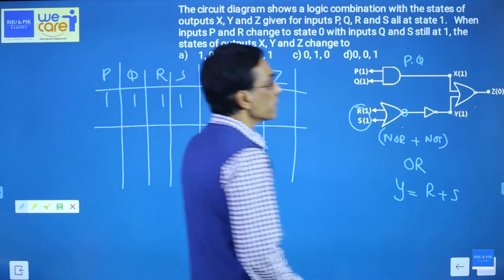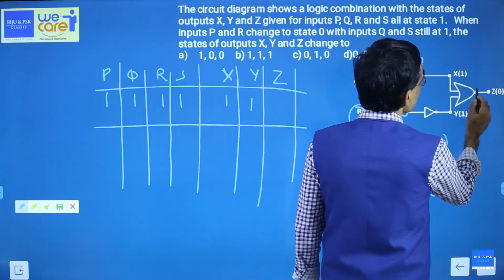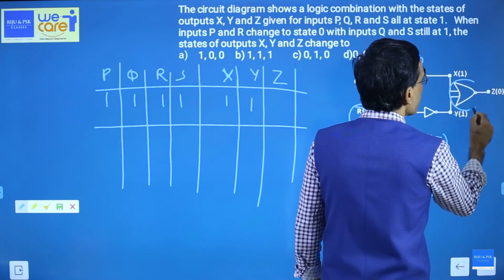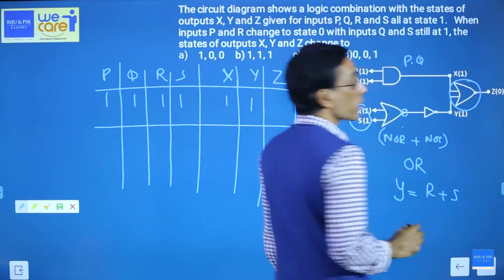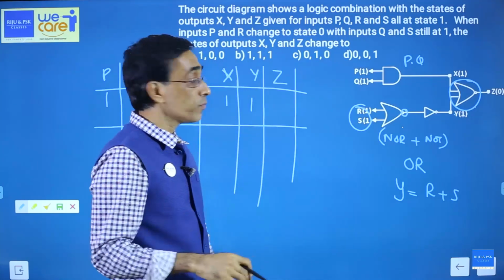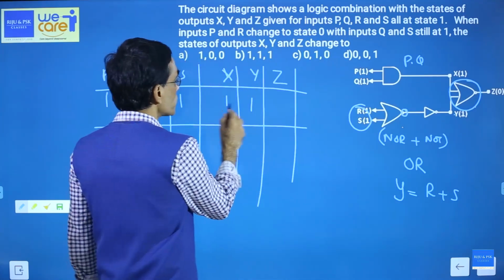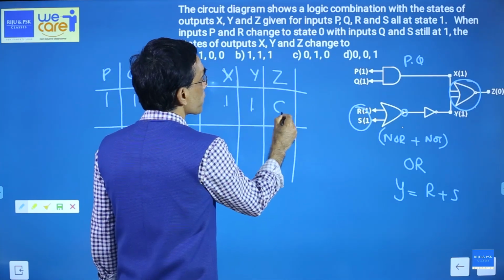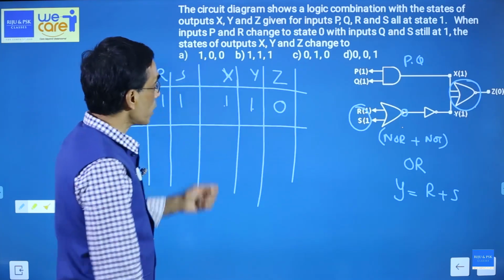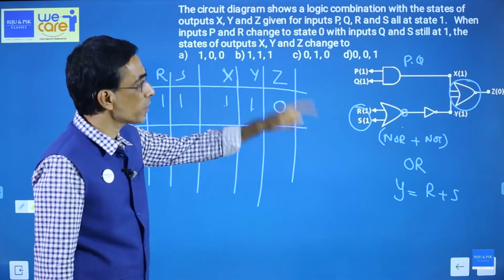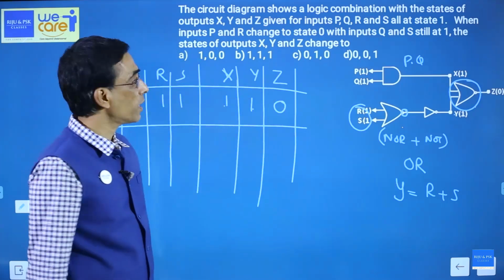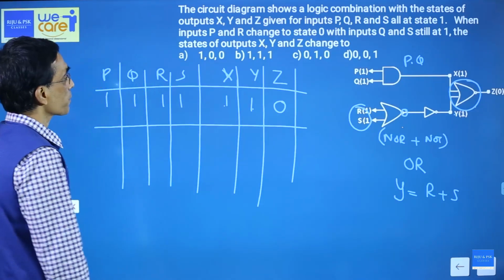And what is Z? Z, you can see, is a NOR gate. For a NOR gate, if both inputs are 1, you will get a 0, because for an OR gate, both inputs 1 gives 1, then you are complementing it, you will get 0. This is the output, initial.